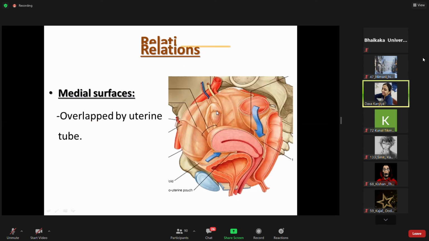Medial surface, which is seen here. See, this whole one is the medial surface, and the upper part of the medial surface is overlapped by the uterine tube, the infundibulum of the uterine tube.